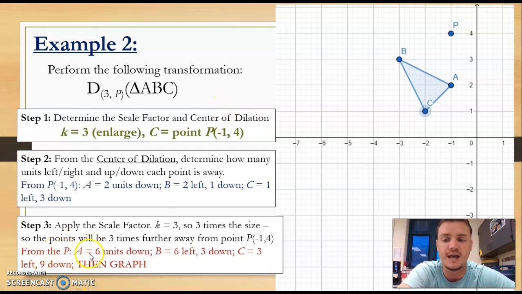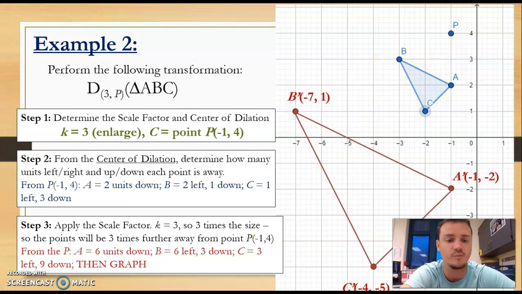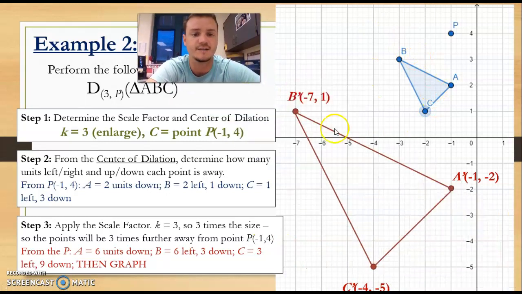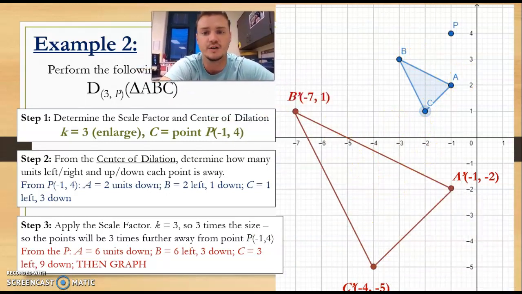So from P, A is just going to be 6 units down. So A is just going to be 1, 2, 3, 4, 5, 6, because we multiplied this distance by 3. B, instead of being 2 to the left, 1 down, is going to be 6 to the left, 3 down, because again, you're multiplying those distances by 3. And then C is going to be 3 to the left, 9 down, and we'll get this figure right there. That is the dilated image of triangle ABC by a scale factor of 3, using P as the center of dilation.